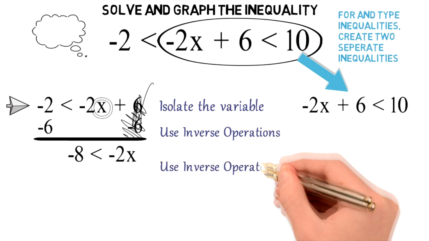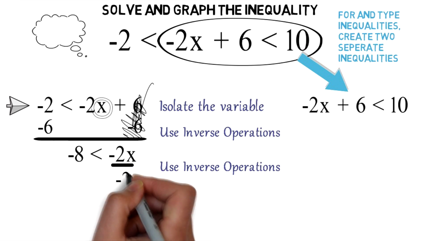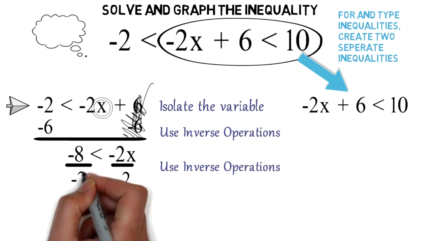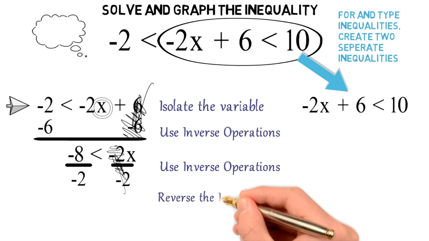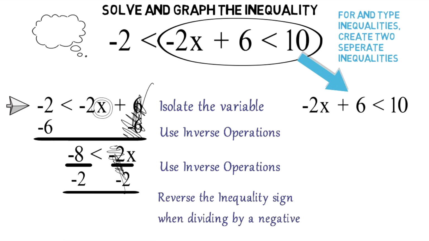Again, you want to use inverse operations. So let's divide by -2 on both sides. Let's not forget, reverse the inequality sign when dividing or multiplying by a negative number. So now you wind up getting 4 is greater than x, or you can say x is less than 4. Notice the sign change.